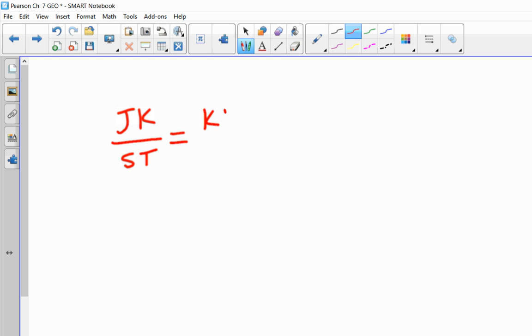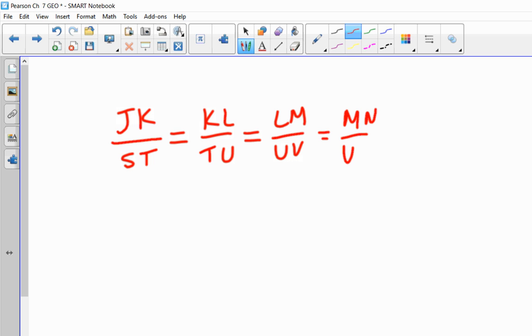next set of sides. So KL was similar to TU, and that proportion is going to be equal to LM and UV, and that's going to be equal to MN and VW, which is then going to be equal to NJ and WS. Okay, now that's an extended proportion because the proportions are equal.